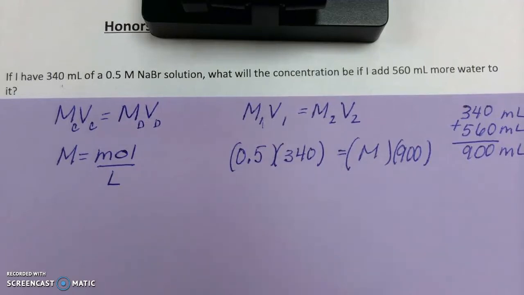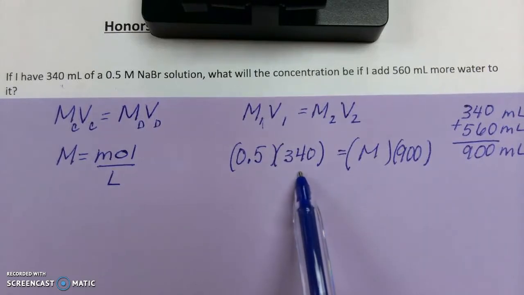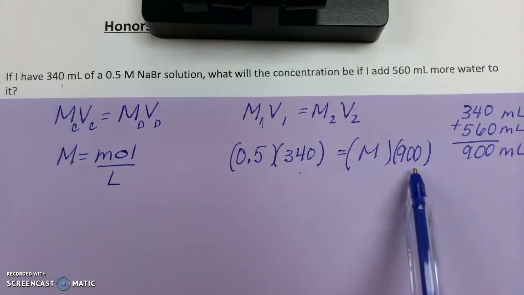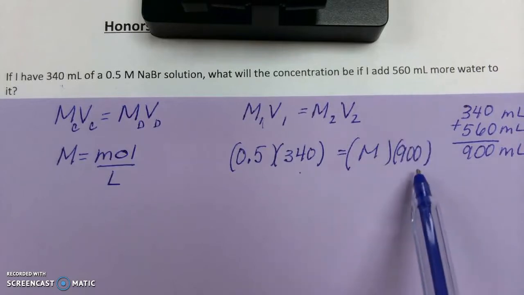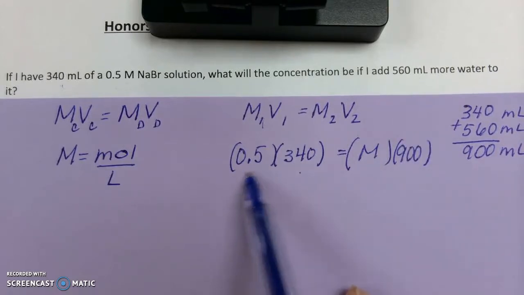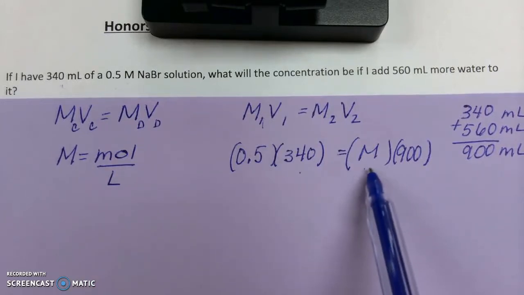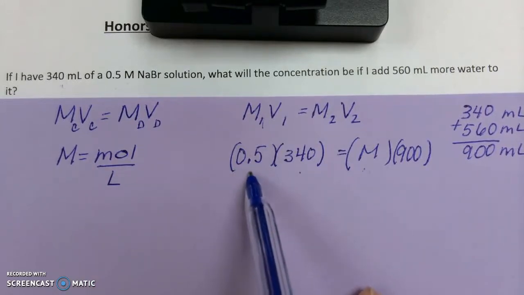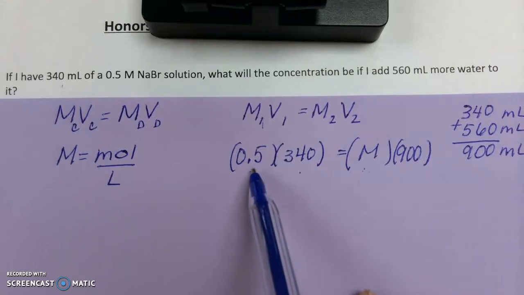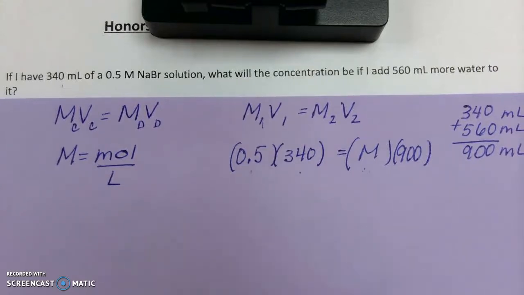Before we actually do this calculation, which is just multiplying and dividing, we should logically think about this. If we started with 340 milliliters and we're diluting it with more water, 560 to be precise, the concentration of sodium bromide is going to be less. You're diluting it. So this new concentration should be much less or less than 0.5. Well, let's do the math.